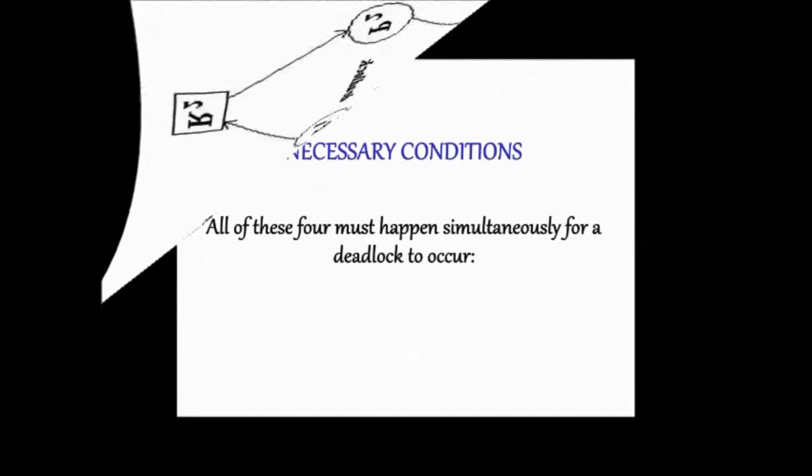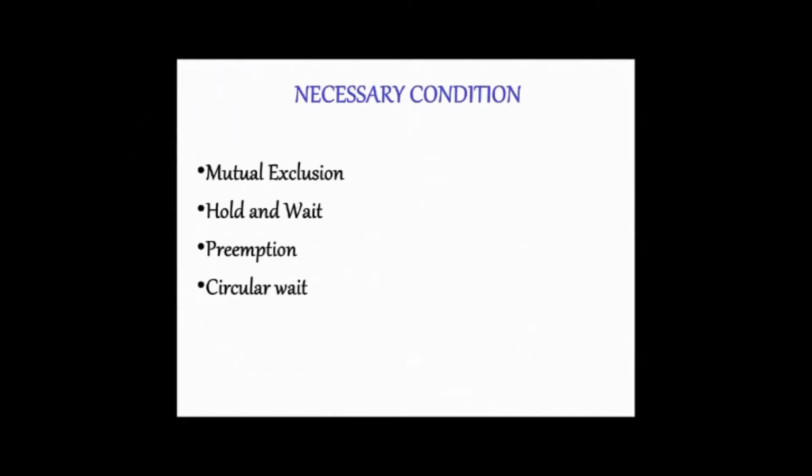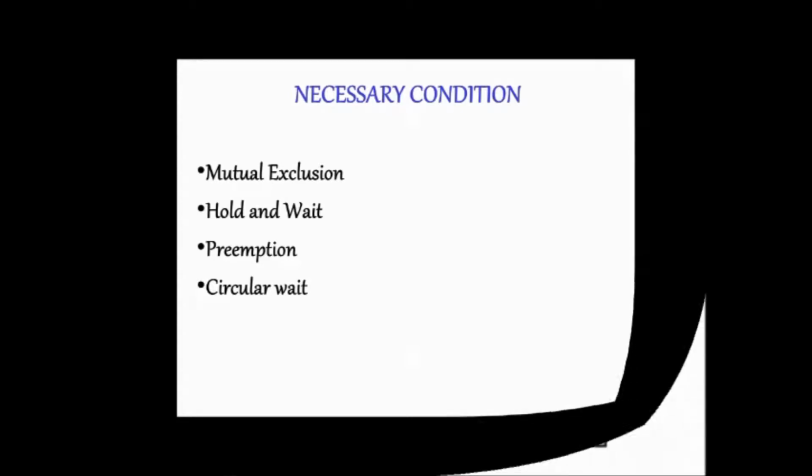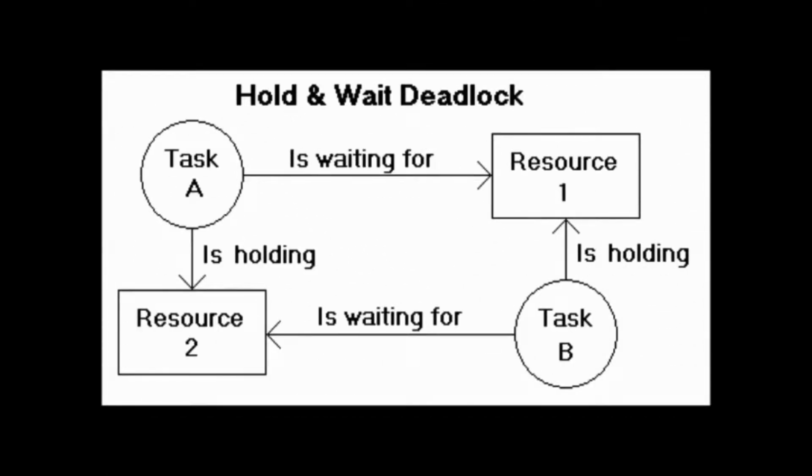A deadlock situation can arise when four necessary conditions hold simultaneously in a system. Those are mutual exclusion, hold and wait, no preemption, and circular wait. Mutual exclusion: at least two resources must be unshareable. Only one process can use the resource at any given instant of time.